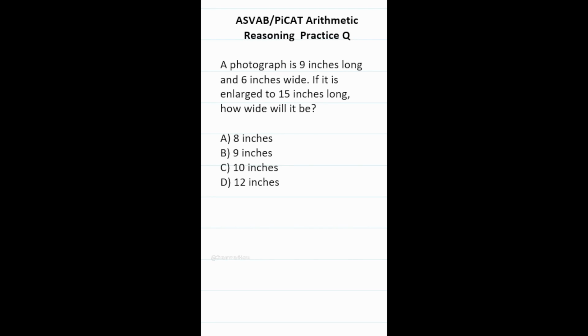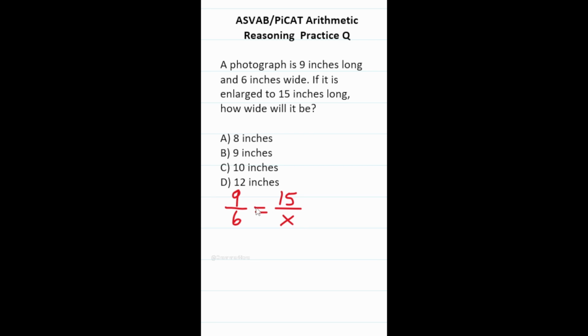This ASVAB PiCAT arithmetic reasoning practice test question says a photograph is 9 inches long and 6 inches wide. If it is enlarged to 15 inches long, how wide will it be? So we can use a proportion to quickly solve this one. Again, its length over its width, that is 9 over 6, is going to be equal to or proportional to its new length, which is 15, over its new width, which is unknown. So we'll call that x.